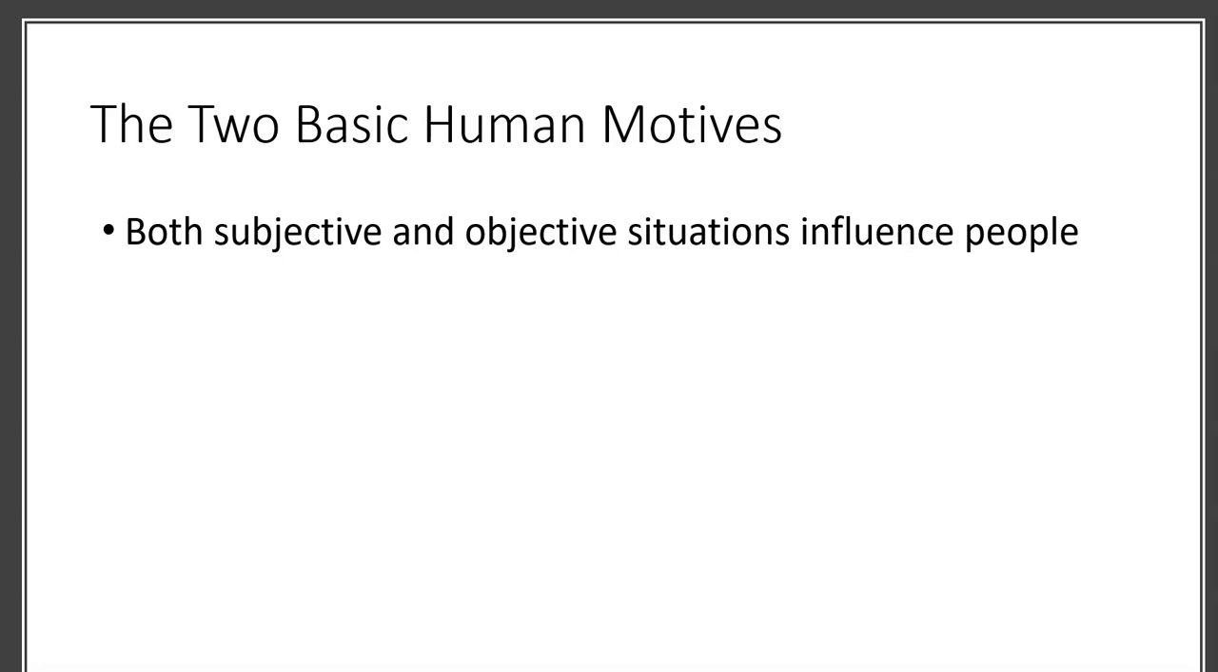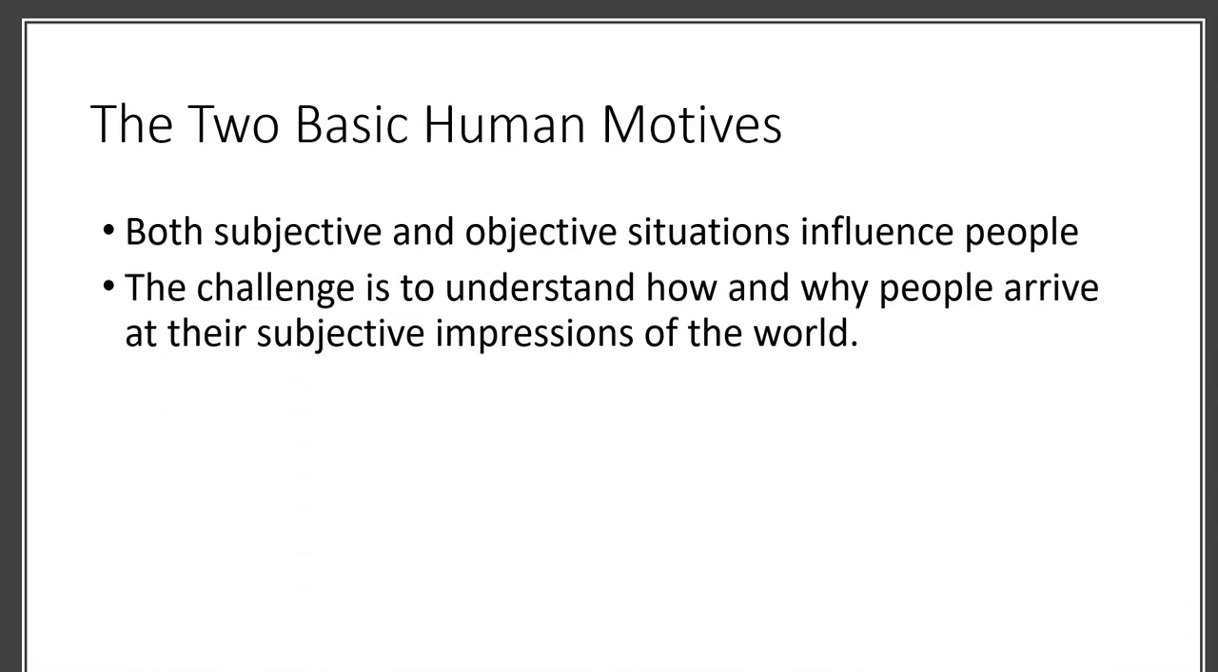Before we talk about the two motives separately, understand that any situation has both subjective and objective elements, and every person within that situation has their own unique set of subjective and objective influences. So we're impacted by both our subjective understandings and the objective qualities of what we're seeing and experiencing. Our challenge as human beings is to figure out how and why people come to the conclusions that they come to when they're in that social world.